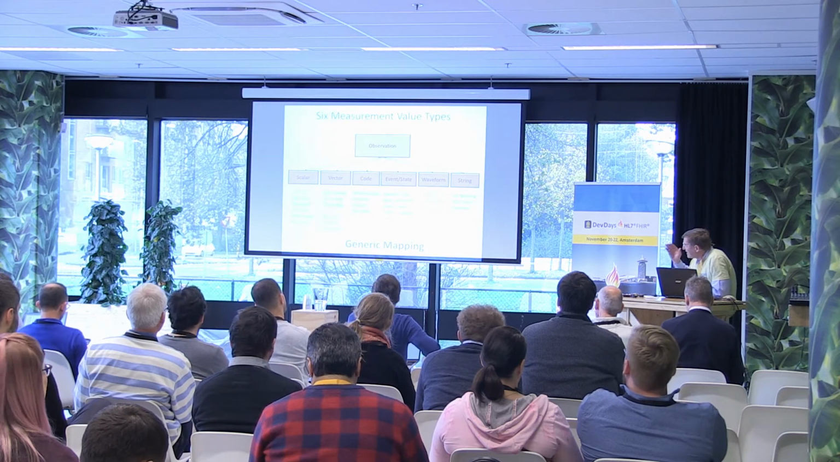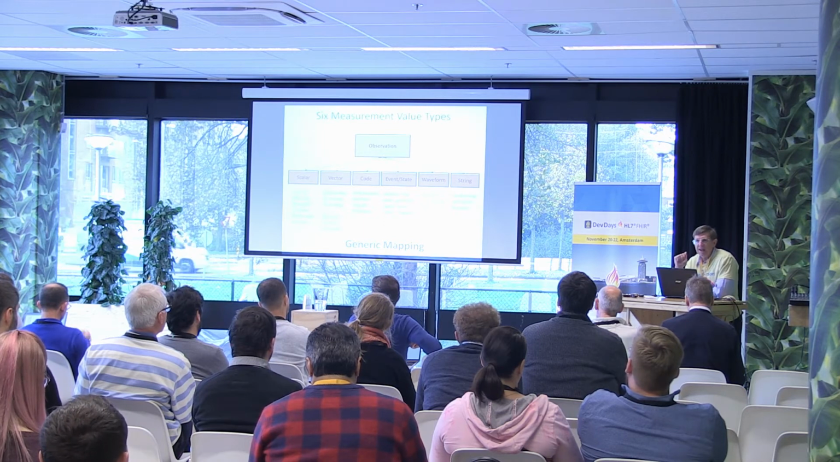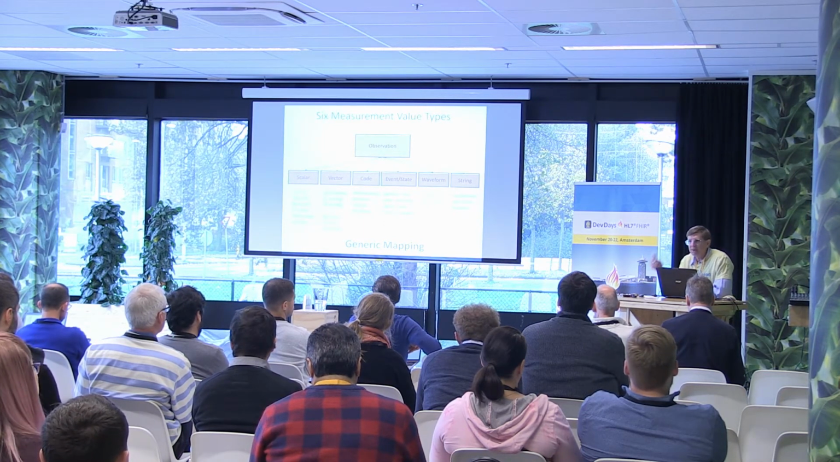But this is the idea, it's a generic mapping. So there are only six different ways to represent every possible type of measurement a PHD can produce, now and in the future, unless they change the standard.